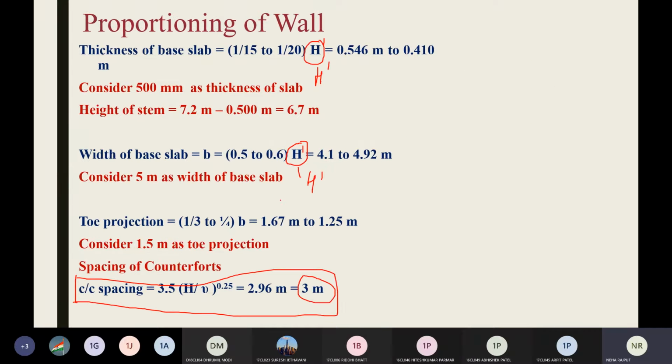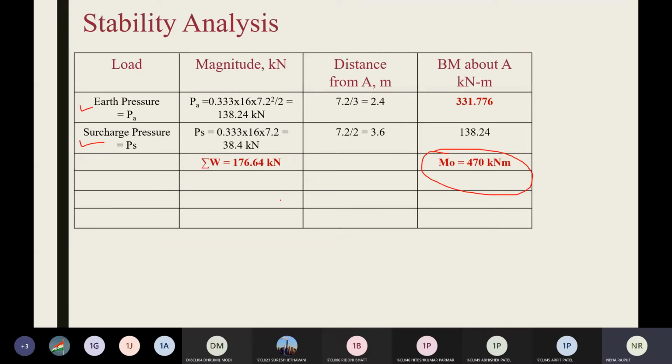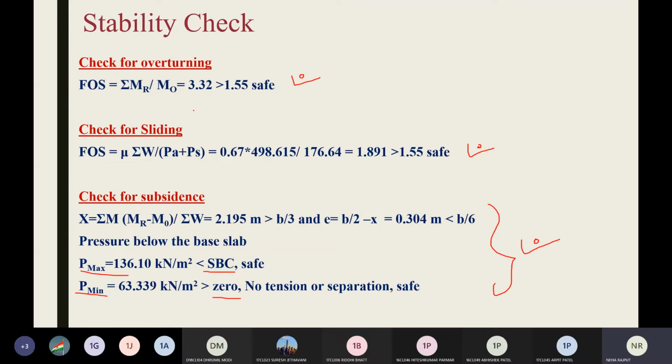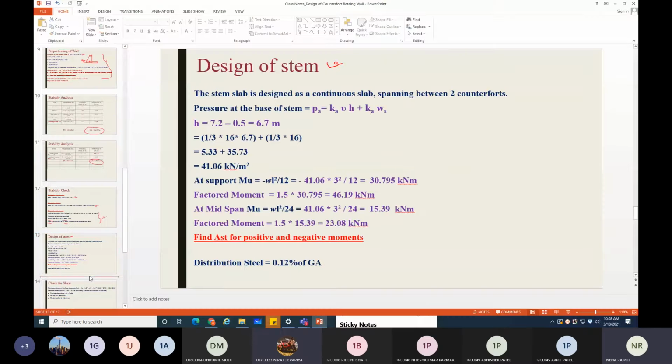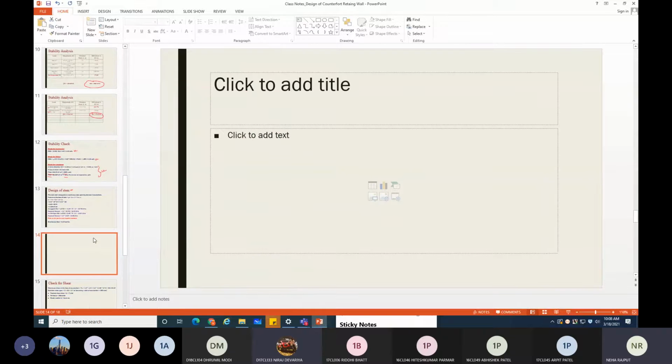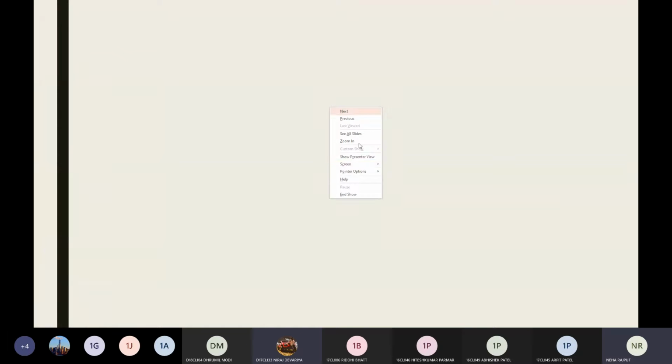Right. So now we are going to start with the design of stem member. This is design of stem member. Now how to start with design of stem member? Now here, this is your stem.